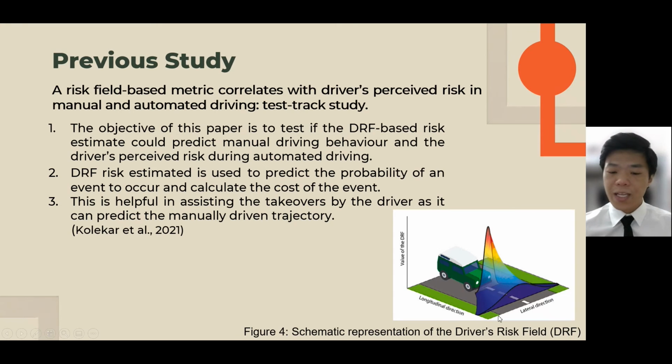So as we can see from figure 4, it shows the schematic representation of the driver risk field. So for the blue part, it represents the low cost, and for red, it represents the high cost. So this is helpful in assisting the takeovers by the driver, as it can predict the manually driven trajectory.